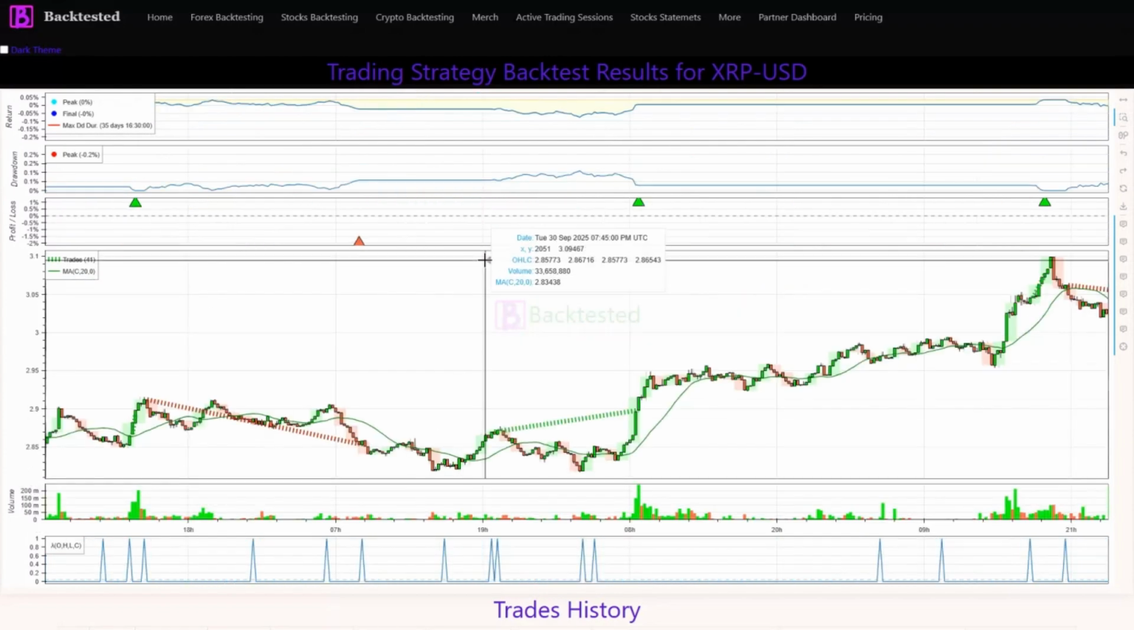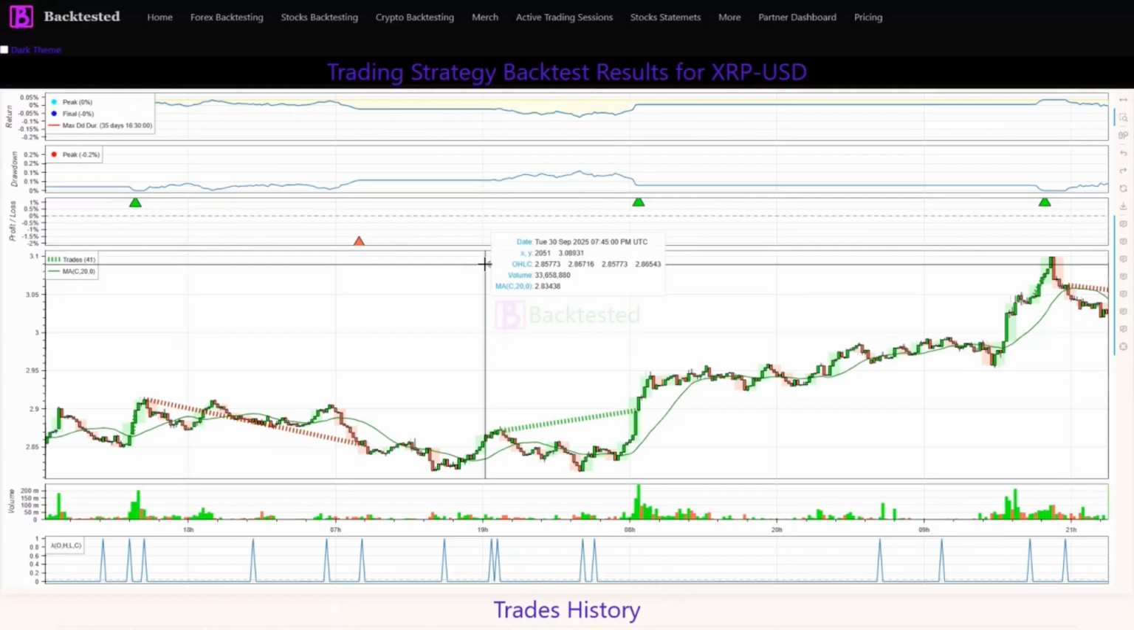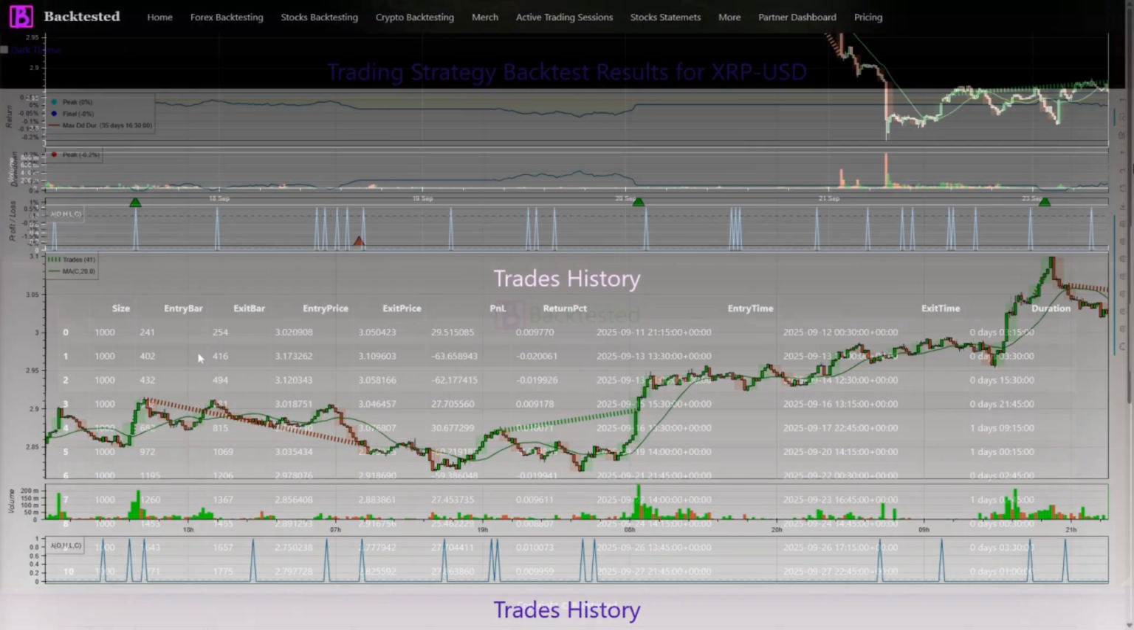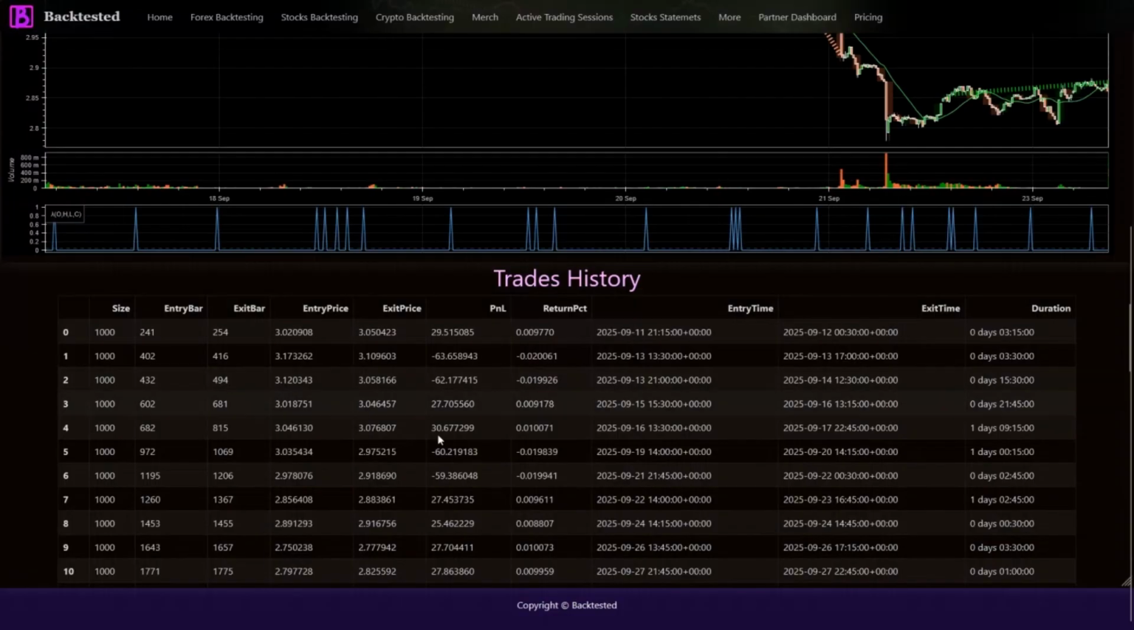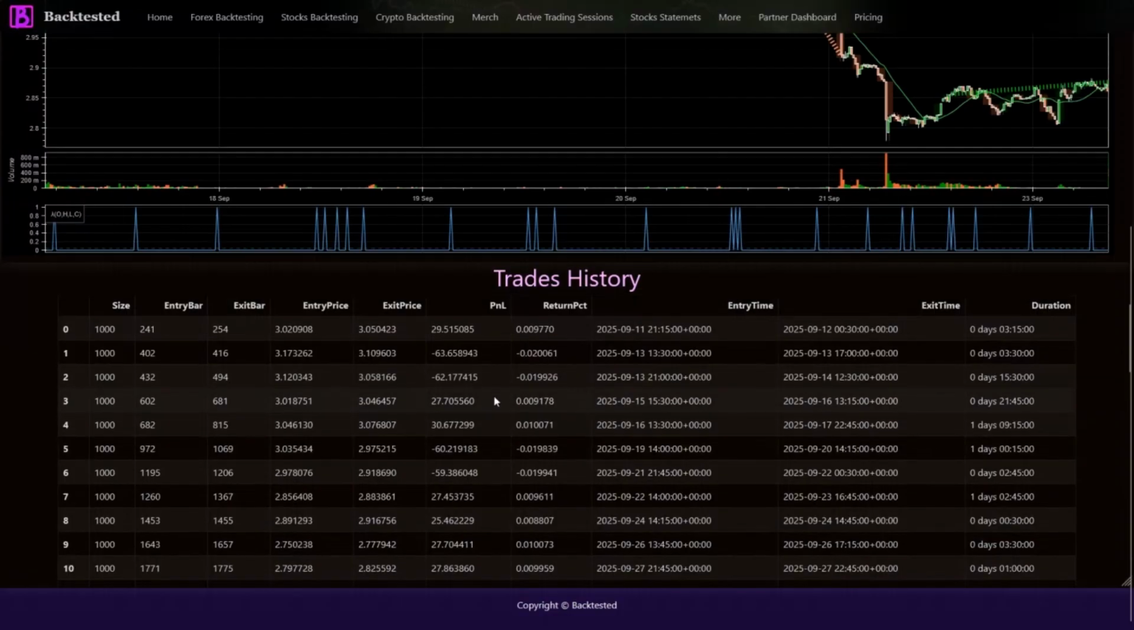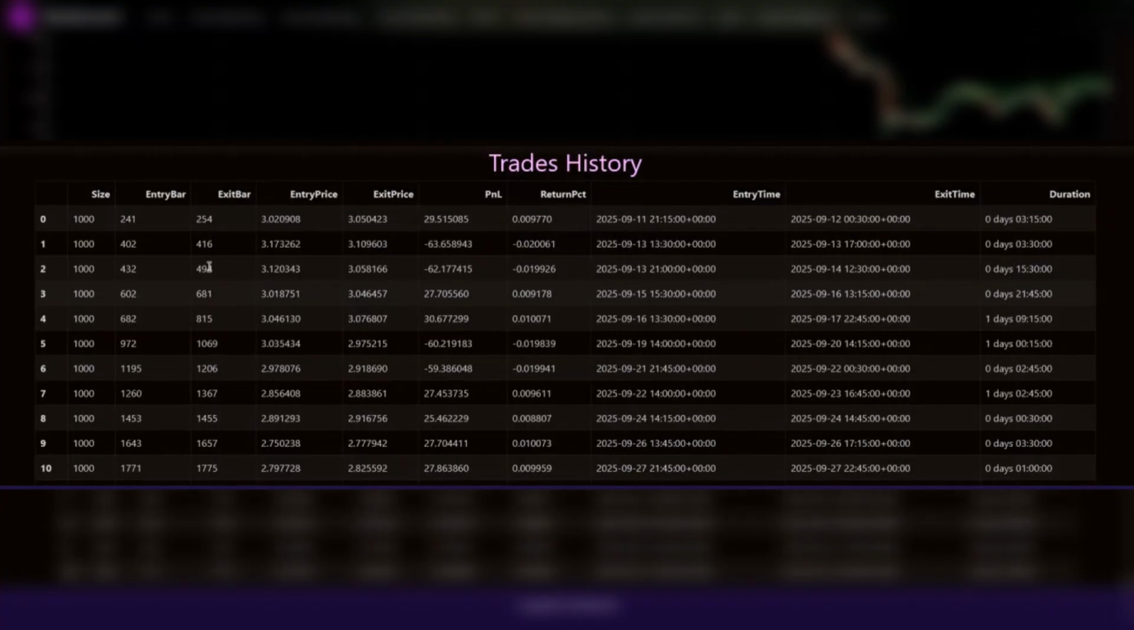Also, just a quick note, in the trade history table, positive position sizes represent long trades, meaning buys, while negative sizes represent short trades, meaning sells. Since we were testing a bullish engulfing setup, we were mainly focused on buy signals. That's why all the positions are positive.